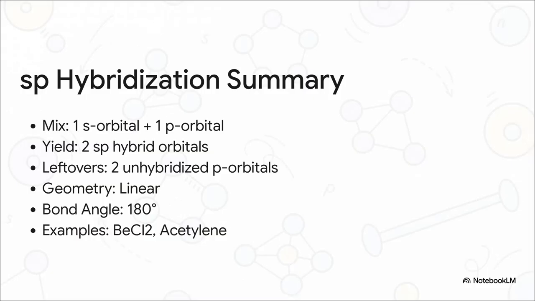So here is the quick summary you'll absolutely want to lock into your memory for sp hybridization. You mix one s and one p orbital, which yields exactly two sp hybrid orbitals. Now, since standard atoms have three p orbitals in total, and we only used one, that leaves us with two unhybridized p orbitals left over, and those often get used later to form double or triple pi bonds. The geometry here is always linear, the bond angle is 180 degrees, and some classic examples you'll see are beryllium chloride or the triple bonded carbon in acetylene.